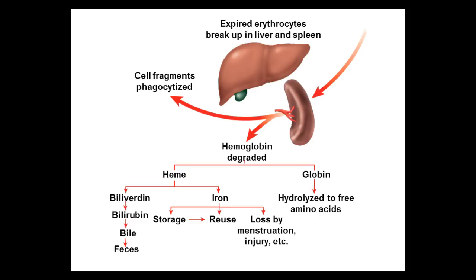So when they get beat up or damaged, they have to be taken from the blood. They are removed from circulation. This primarily occurs in the spleen and liver. The spleen does a big part of that, just pulling them out of the blood, and then they're consumed by macrophages within those organs.